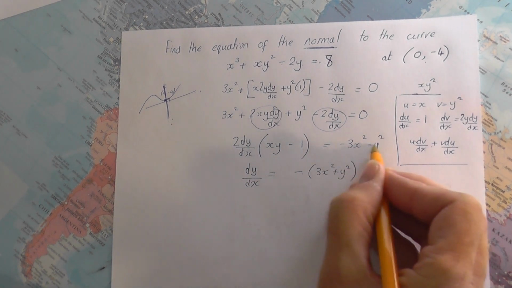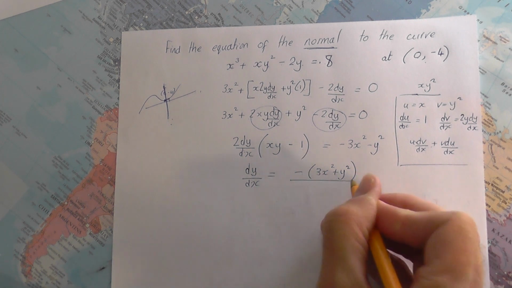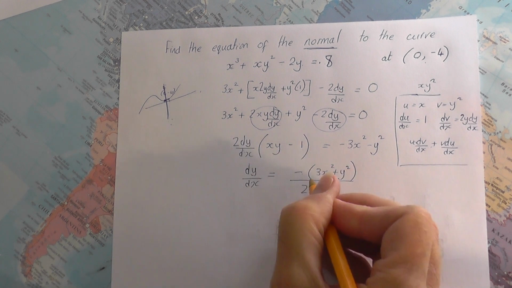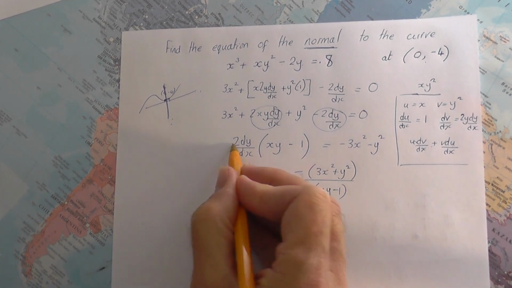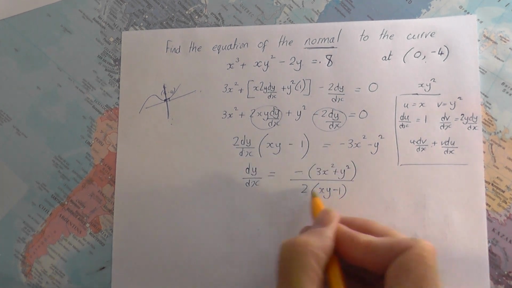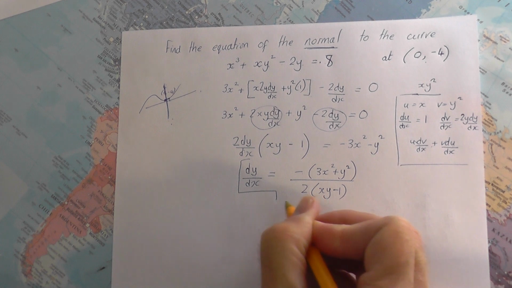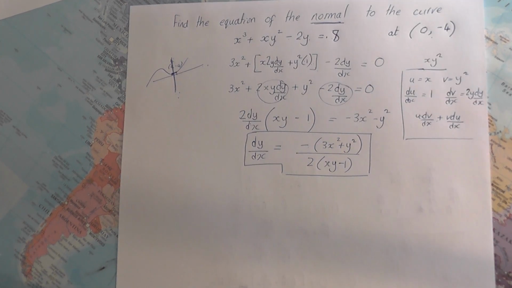Is it wrong to leave it like that without taking out the common factor? No. All over, and then I'll put the 2 underneath, divide both sides by 2, and also divide both sides by the bracket. So the 2 and the bracket end up on the bottom line on the other side. So there you go, there's dy by dx, which is the gradient function for the tangent.